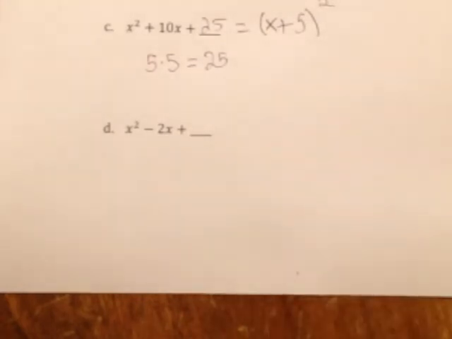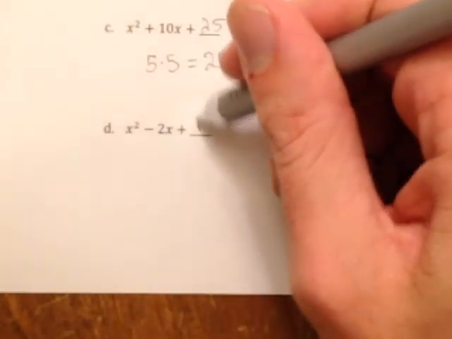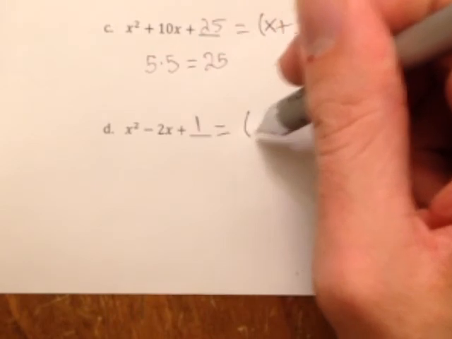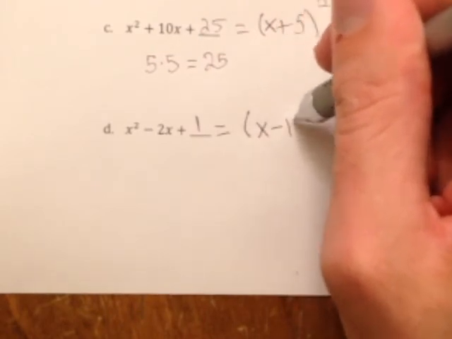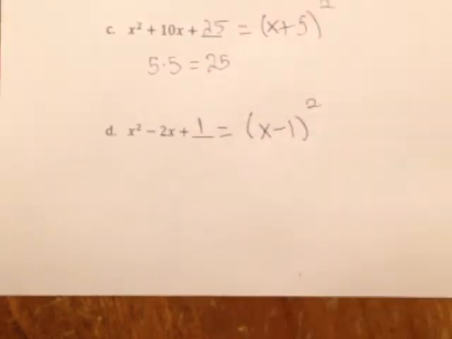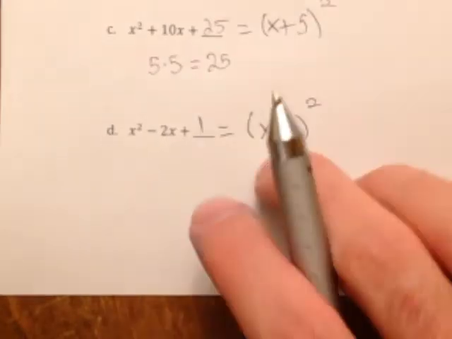Two of the same number that make negative 2. That would be negative 1 and negative 1. Okay? Negative 1 times negative 1 is positive 1. So 1 goes here. Hopefully you can get to the point where this factors as x minus 1 squared. Hopefully you can get to the point where you can do this in your head a little bit until we get to the really tricky ones on the back. Okay? So let's look at E.